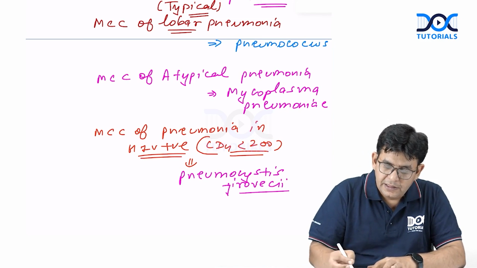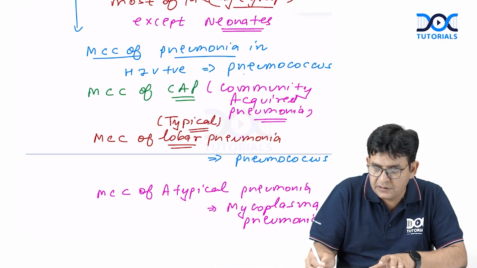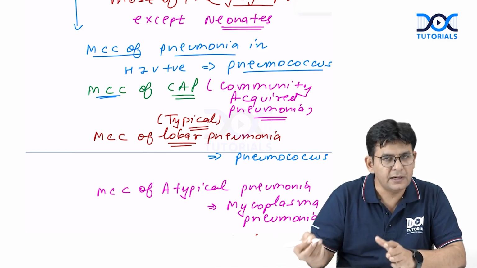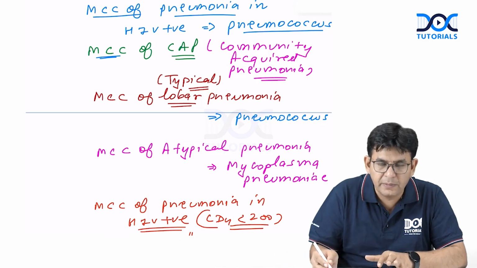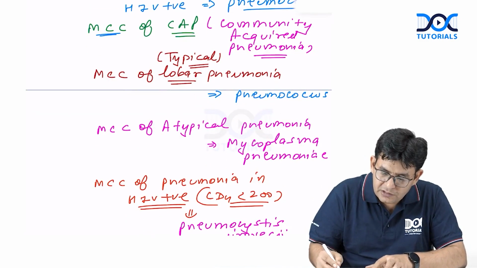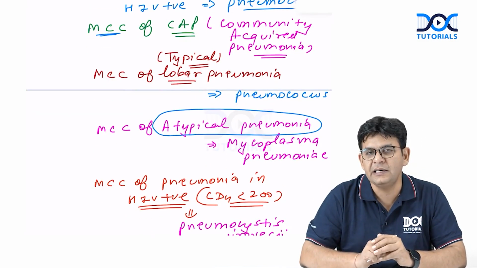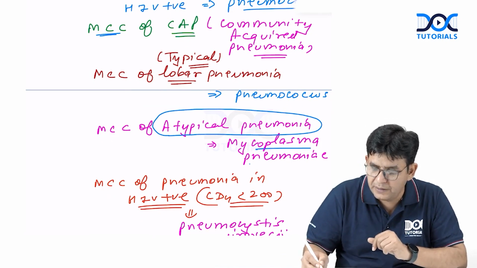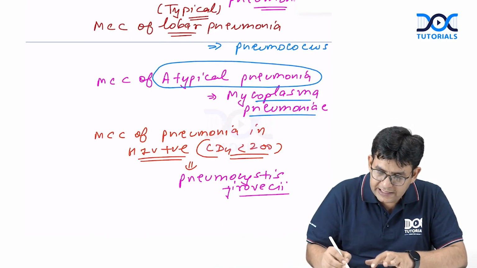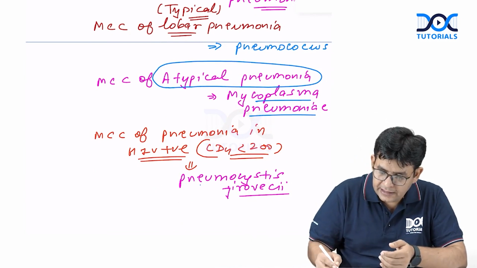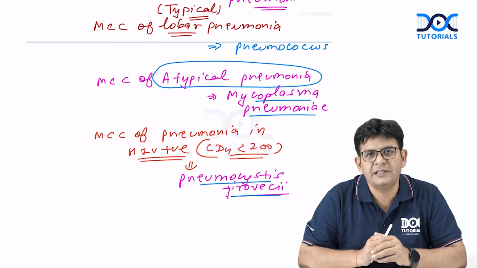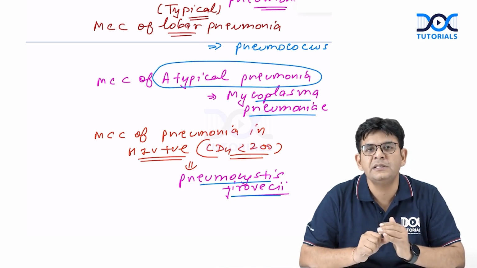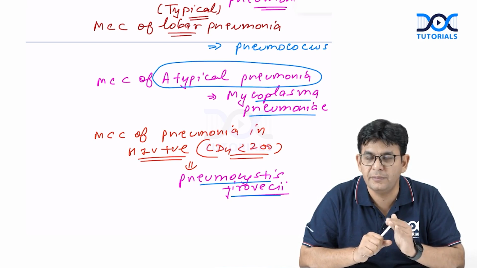Again, if you revise: most common cause of pneumonia in HIV positive, pneumococcus, recently asked question. The most common cause of CAP, community acquired pneumonia, is pneumococcus. Most common cause of typical lobar pneumonia, pneumococcus. Most common cause of atypical pneumonia, another recently asked question, is Mycoplasma pneumoniae. And the most common cause of pneumonia in HIV positive with CD4 count less than 200 is Pneumocystis jirovecii or Pneumocystis carinii. This is atypical pneumonia. Lobes are not involved. Remember this. Okay.